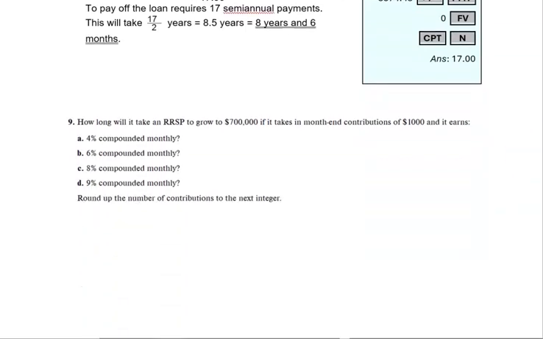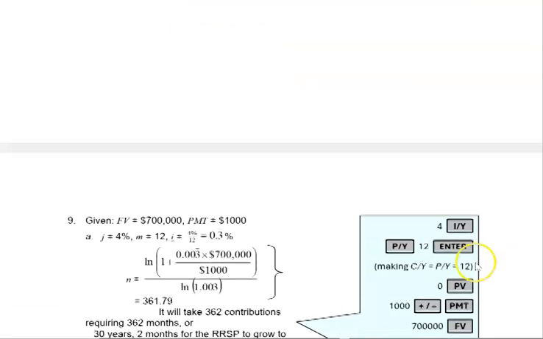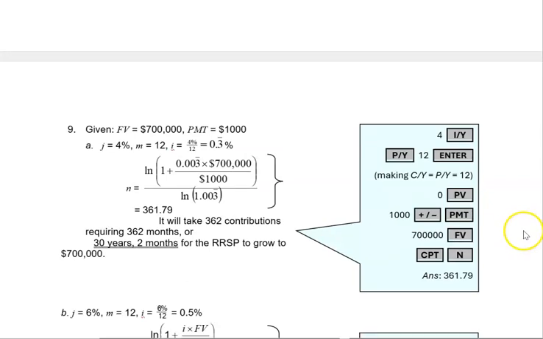Okay, so let's look at problem 9. How long will it take an RRSP to grow to 700,000? If it takes in month-end contributions of 1,000 and it earns 4% compounded monthly, so they're both the same, your PY and your CY. Okay, so we know our interest rates are different. So let's have a look at the solution.